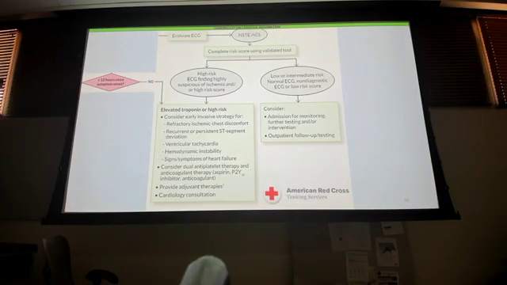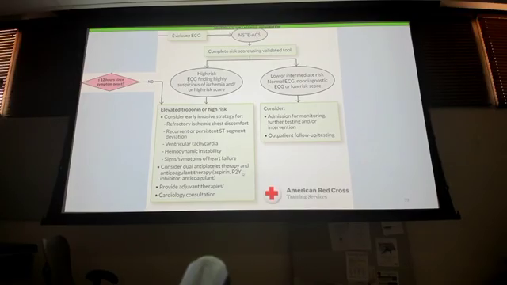But let's say we go back, and now on our EKG, we don't see that ST elevation, but we see ST depressions or T-wave inversions, and we think that this is either an NSTEMI or unstable angina. What do we need to do to take care of these patients?